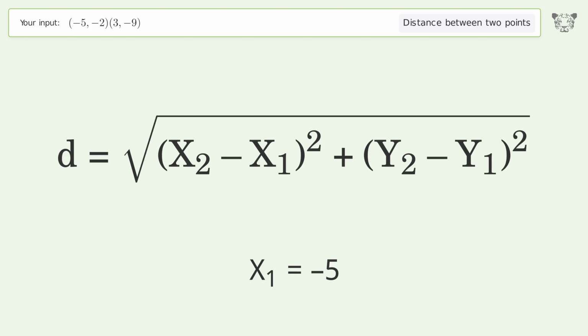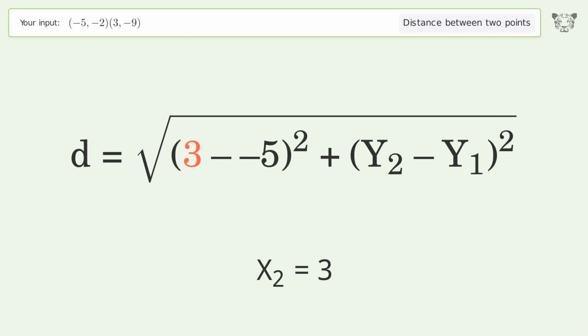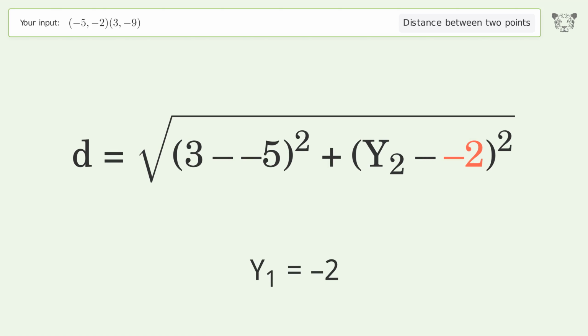x1 equals -5. x2 equals 3. y1 equals -2. y2 equals -9.